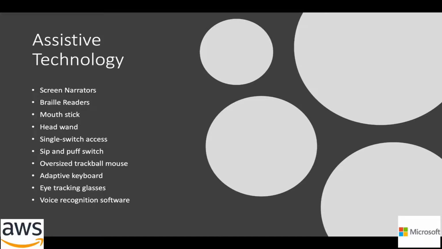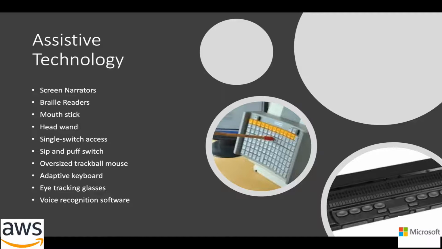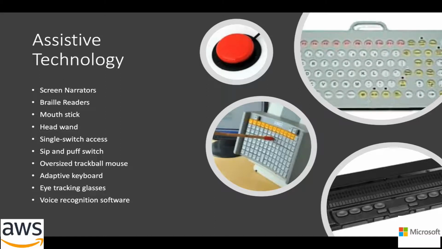The oversized trackball mouse, adaptive keyboards, eye tracking glasses, Braille readers, the mouth stick, single access switch. These are the different ways to capture input or present output with assistive technologies. And people do use them. They use them to access websites and the internet every day, and to use mobile apps. They use them in all kinds of scenarios, and you want to make sure that your software works with these as well as without.